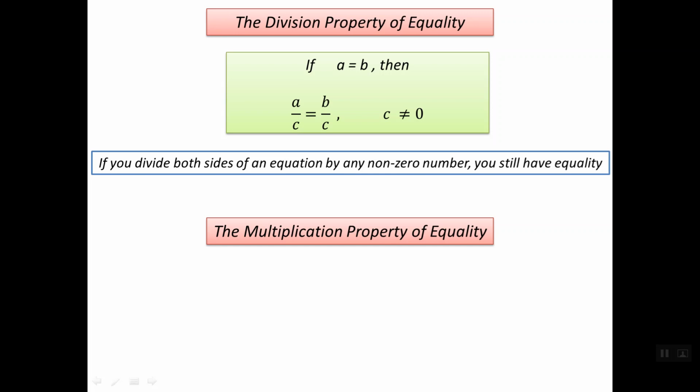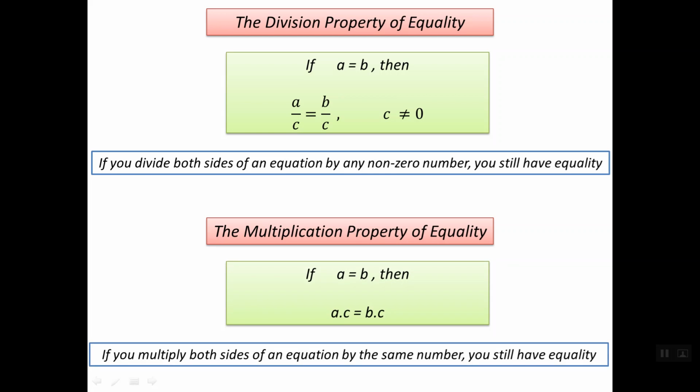In the same manner, regarding the multiplication property of equality: if we have A equal B, then A times C is equal to B times C. The translation is that if you multiply both sides of an equation by the same number, you still have equality, which means the equation is still true and still balanced.